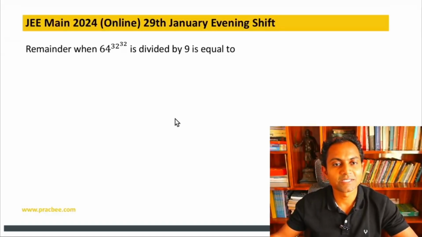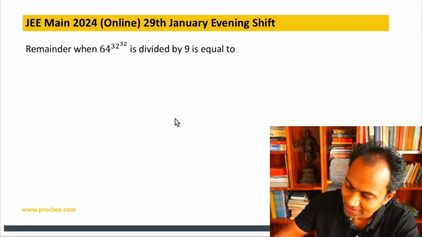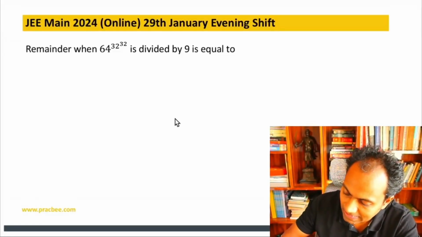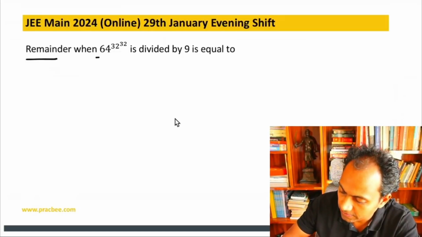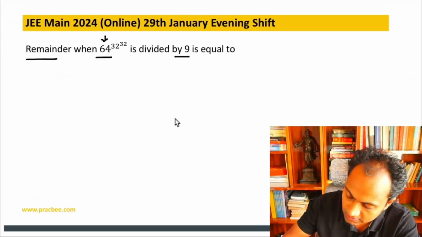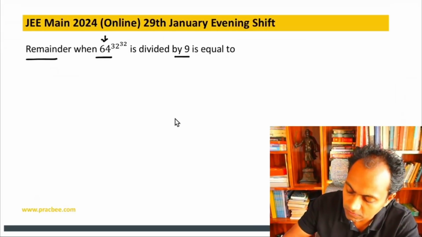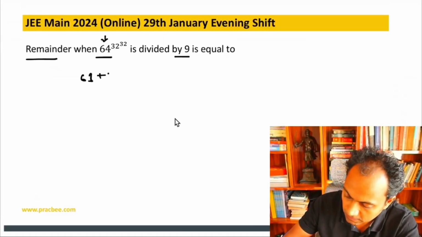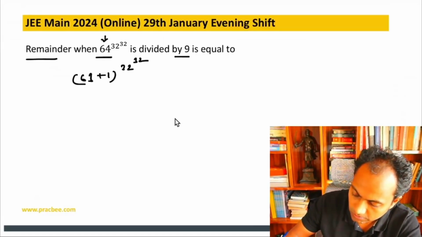Now this extremely simple 2024 question asks us the remainder of this when divided by 9. So what we always seek is some multiple of 9 plus 1 or minus 1 to appear here. So we can easily think of 7 into 9, that is 63. So this can be written as 63 plus 1 raised to the power 32 raised to the power 32. And this can be written as nothing but 9 into 7 plus 1.